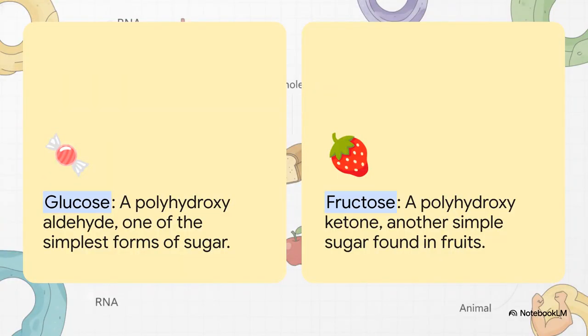And here are two of the most famous ones. On the left, you've got glucose. That's the sugar our bodies absolutely love for immediate energy. And on the right, there's fructose, the stuff that makes fruit taste so good. Now, they're both simple sugars, but look closely. See that tiny structural difference? One's an aldehyde, the other's a ketone. That one little change has a huge impact on how our bodies process them.